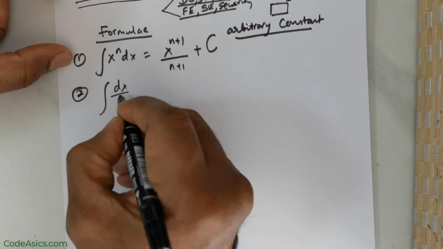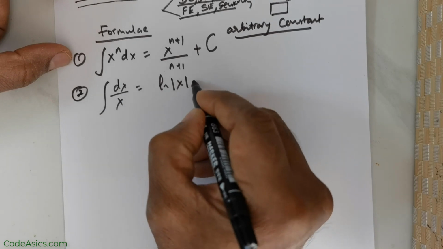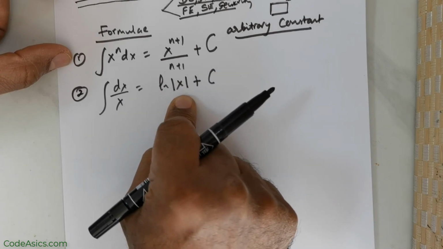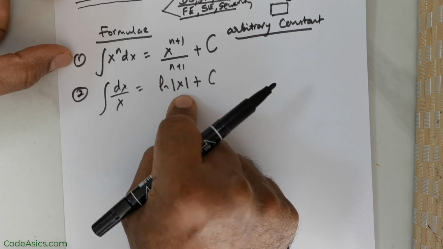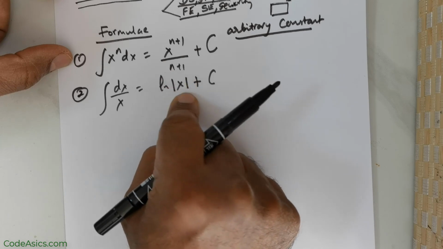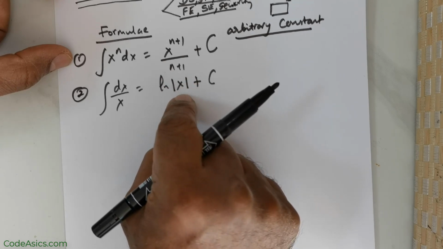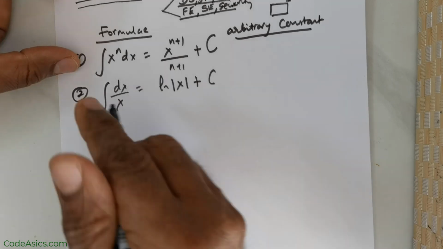Integral dx over x is equal to ln, you need to place the modulus of x in this fashion, ln of modulus x, because ln is only defined for positive values and it is imperative that this quantity is positive, so the modulus sign is important. Now if you do not place the modulus, again you will be marked wrong.